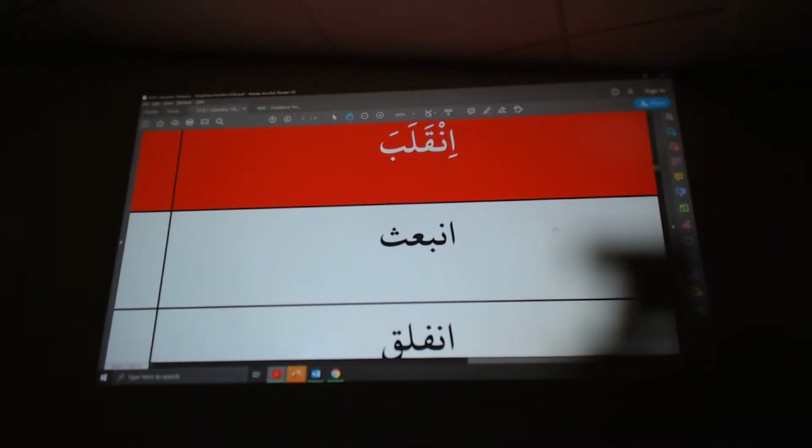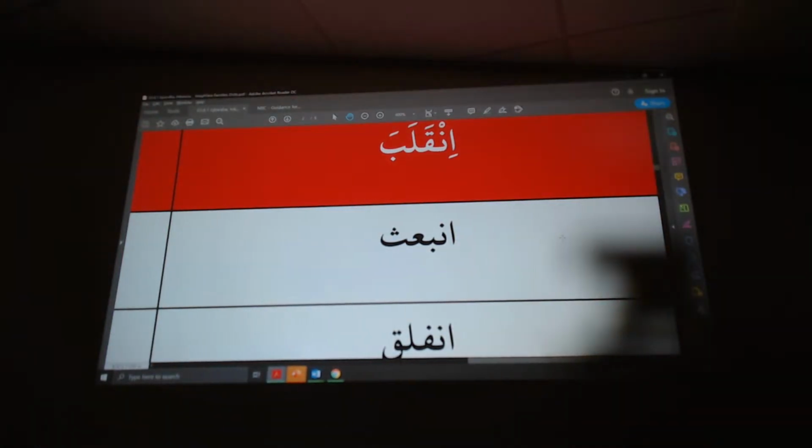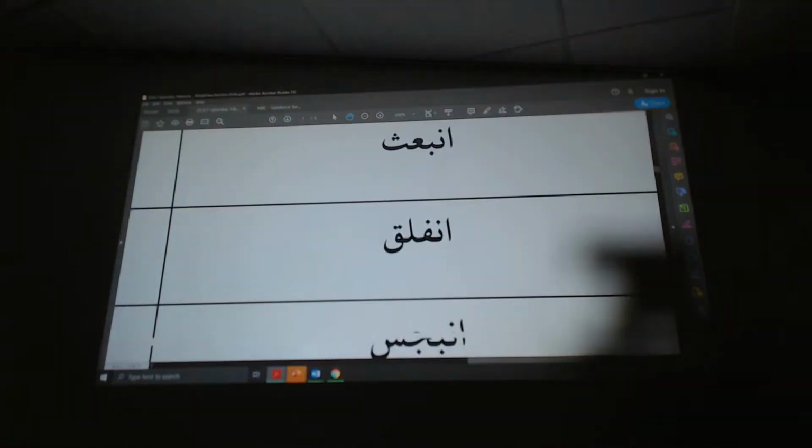So in qalaba, we're doing the top one by the way. Or let's do inba'atha. Inba'atha yanba'ithu inbi'athan fahuwa munba'ithun. الأمر منه انبعث والنهي عنه لا تنبعث والظرف منه منبعث. Easy. Next one. Infalaqa yanfaliqu.